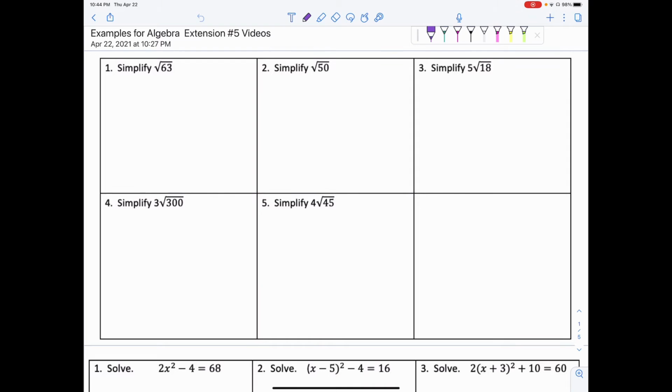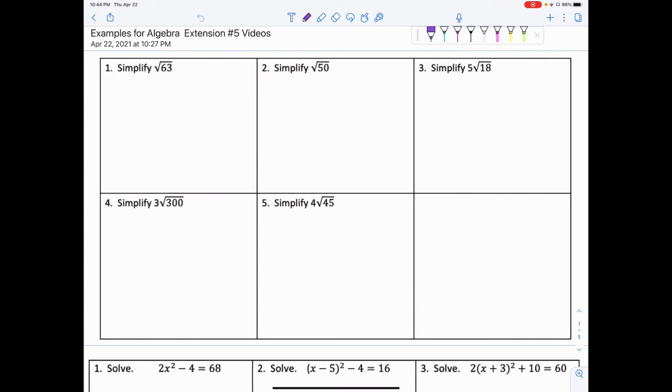So one of the extensions we'll do for this unit is simplifying radicals. If we look at the square root of 63, for example, it's an irrational number. 63 is not a perfect square. And so if we were to type this in the calculator, remember we would get a decimal that never ends, never repeats. However, we can simplify it by looking for perfect square factors.